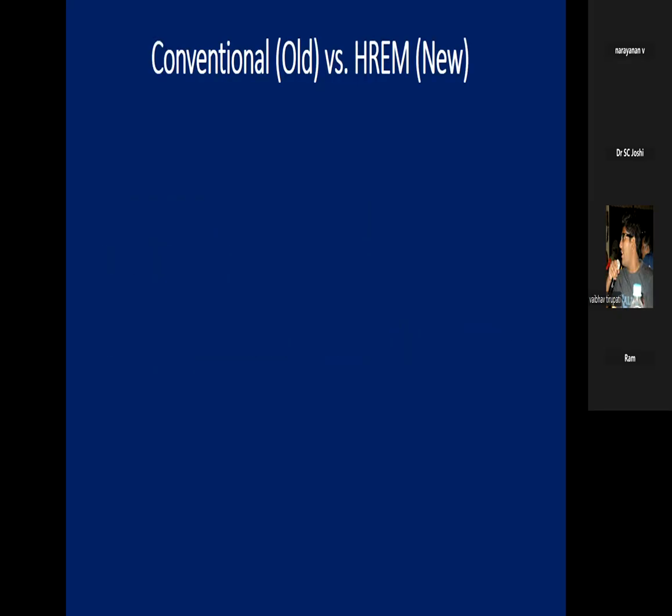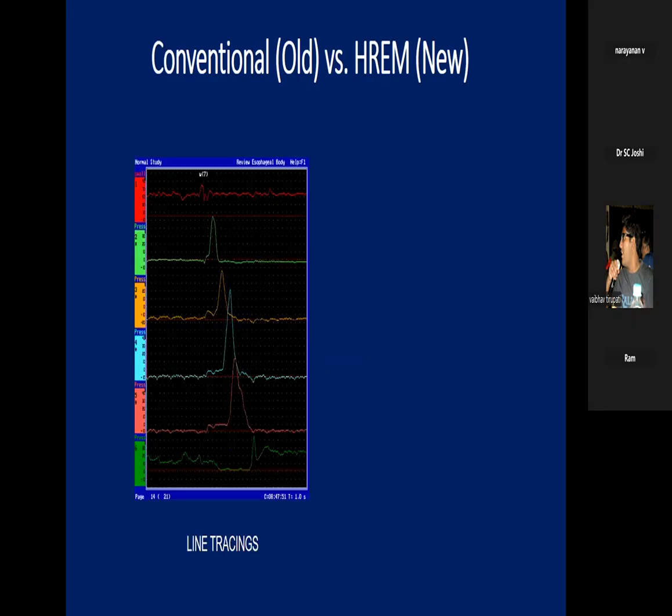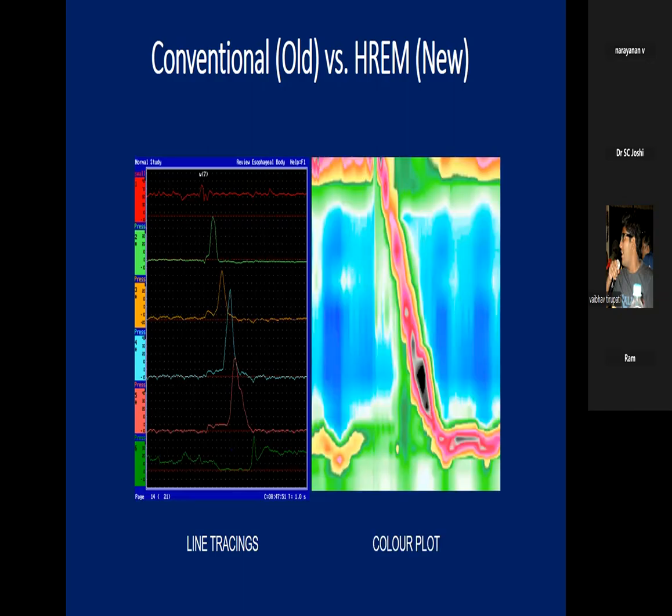Many of you would have used the old system of manometry, and these used to be line tracings, very much like ECG, not easy to follow as soon as you see it. Whereas now you have a beautiful color plot where you have all these nice colors representing different pressures. The blue color is low pressure, green is slightly higher, yellow a little higher, and shades of pink and red correspondingly show higher pressure. Black is very high pressure.